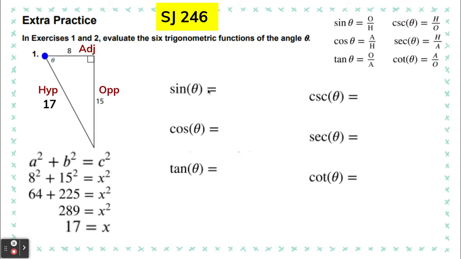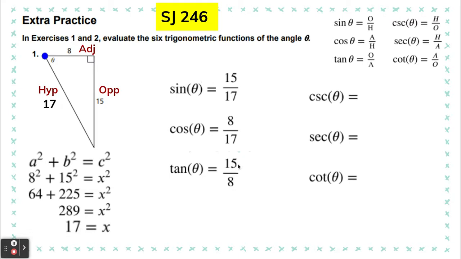All right, let's set it up. Sine is opposite side over hypotenuse. So the opposite side is 15, hypotenuse is 17. Always reduce the fraction if you can. If you can't, just leave it as it is. Cosine is adjacent over hypotenuse. And tangent is opposite over adjacent. And if you can't reduce, you can leave it as that improper fraction. Okay. All right, we're done.